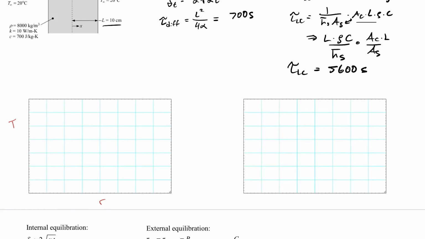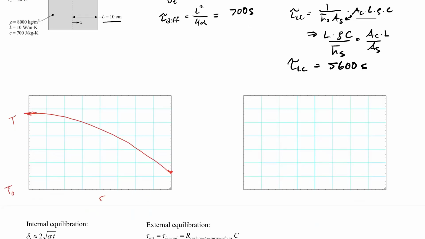At the first time, time equals 0, let's plot our steady state solution before anything really happens. It would look something like this. At the boundary here, we have an adiabatic condition, so that's a slope of 0. On the right-hand side, we have convection occurring. This is T infinity down here. So we have a gap between our surface temperature and the surroundings temperature. That's at time equals 0.